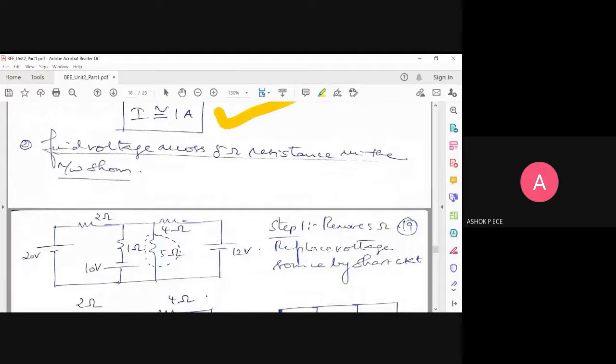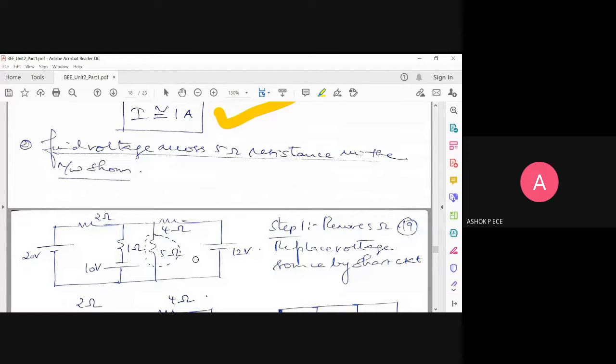Find the voltage across the 5 ohm resistance in the network shown below. The circuit has a 20 volt source, a 2 ohm resistance, a 10 volt source, a 1 ohm resistance, a 5 ohm, a 4 ohm, and a 12 volt source. This is the circuit given to you, and I have circled the load. I am finding the voltage across the 5 ohm, so the 5 ohm is your load.